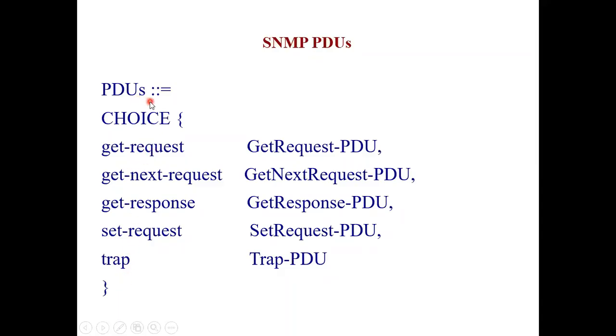So my PDUs, if I'm sending, which one? Because I'm sending any of these 5 messages. First we wrote the version, the community name, and in my message either I want any 5 of these. That is the data I want either from the agent or from the manager. So the PDU will be a choice of all of this. Get request is my get request PDU, get next request is my get next request PDU. These are all in small letters, and the initial part is in capital letter.